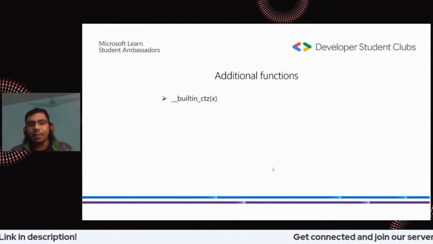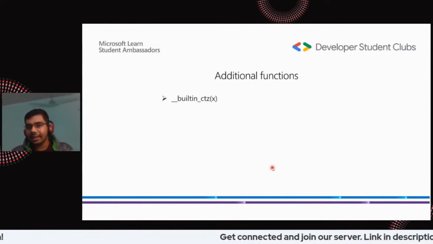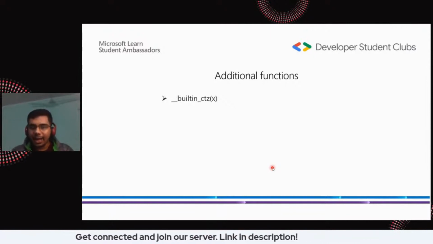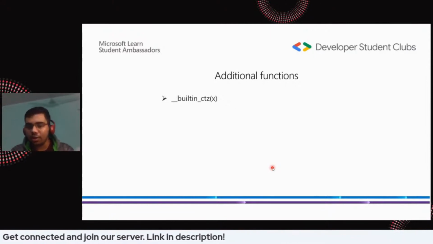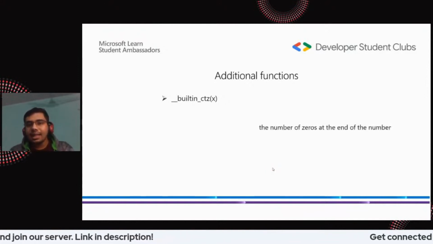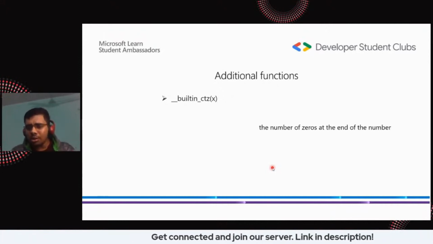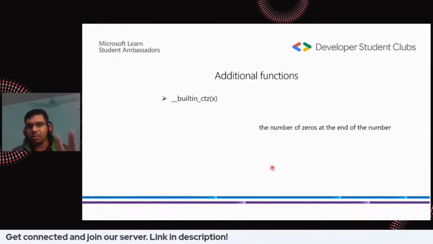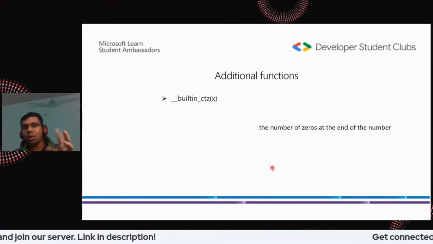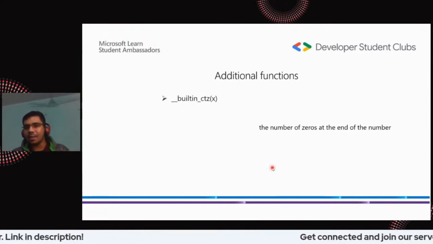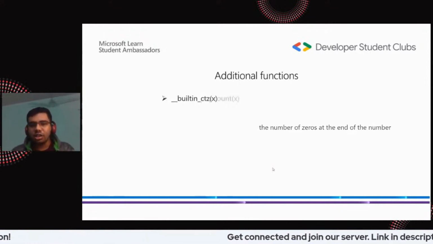The next one we have is __builtin_ctz, and X is the number you are working on. This gives the number of zeros at the end of the number. We'll see examples. These are the 3-4 functions, and after them I'll give you an example of how these functions are actually used.